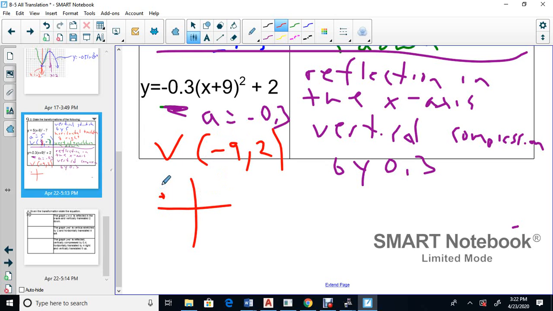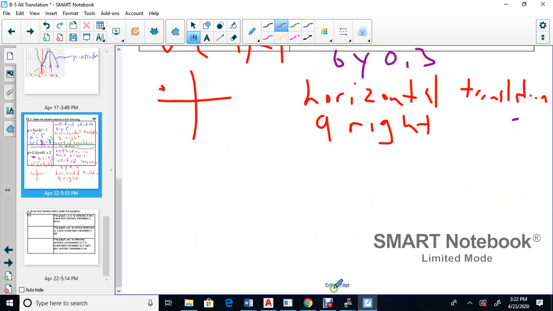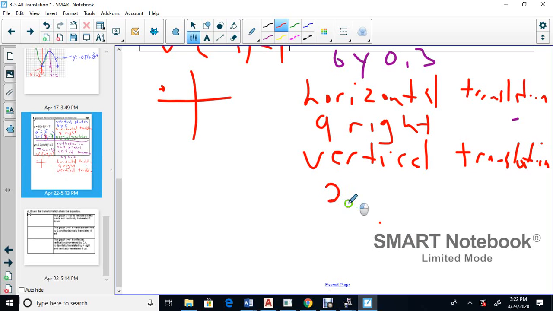So I would write this. I would write horizontal translation, 9 left. And the last one would be a vertical translation. Vertical means up and down. Vertical translation, 2 up.